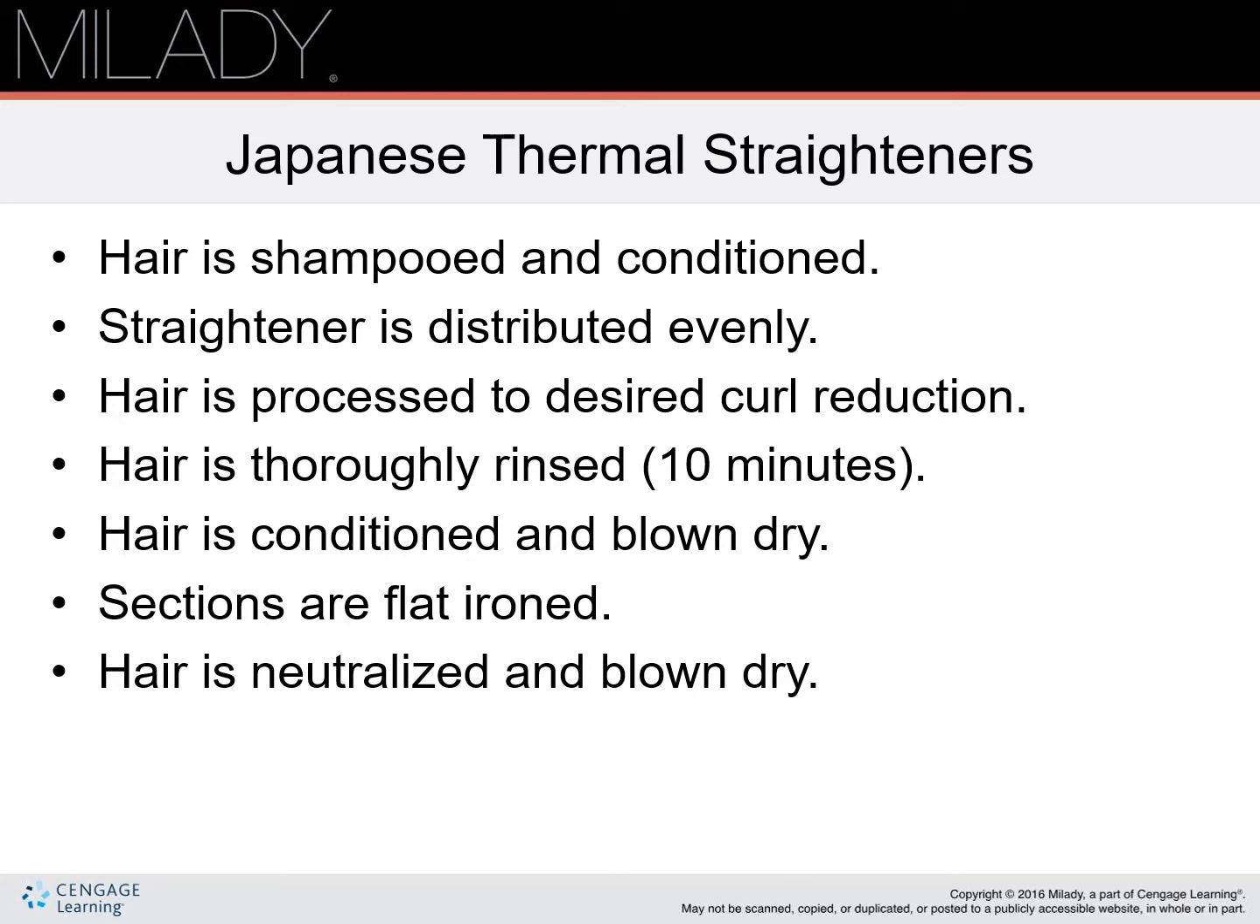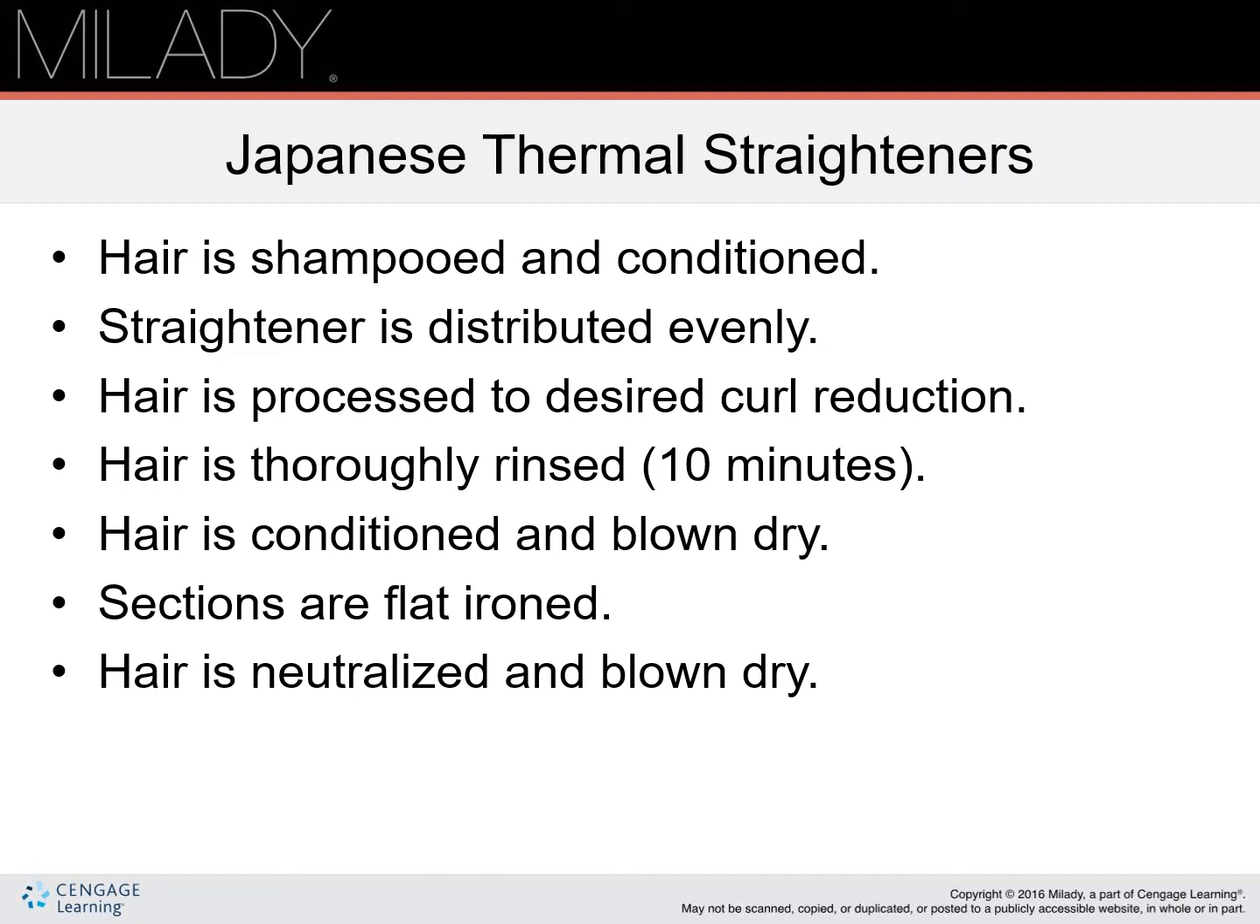Next up is Japanese thermal straighteners. These are sometimes called thermal reconditioning. It combines the use of a thio relaxer and flat ironing. Each manufacturer has slightly different procedures, so make sure you follow your manufacturer's directions for whatever product you're using. Typically, the hair is shampooed and conditioned. It is straightened and distributed evenly in sections. It is processed to the desired curl reduction. So if you want 80% of your curl gone, or 60% of your curl gone, that's how it's processed.